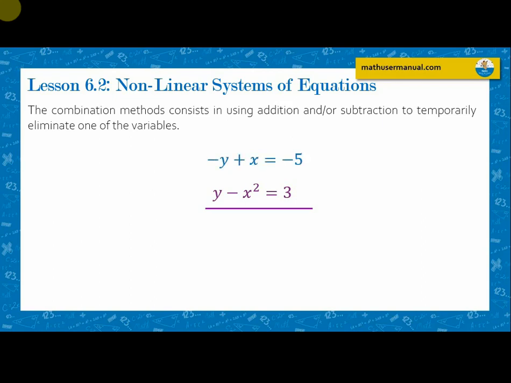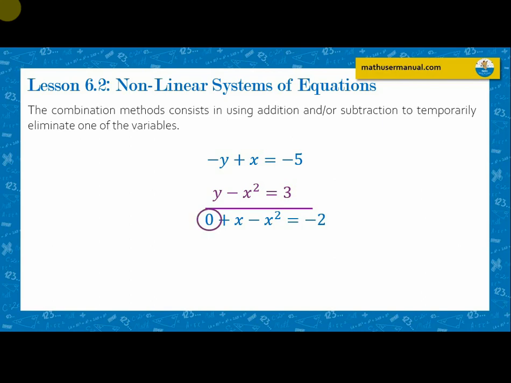The reason we do this is because now the y's are going to cancel, because negative y plus y equals 0. Then plus x minus x squared. One more time, they are not like terms, so we cannot just subtract them. We just write them as they are: plus x minus x squared. Then minus 5 plus 3. Don't forget the rules of signs. The 5 is greater and is negative, so the answer is negative 2.